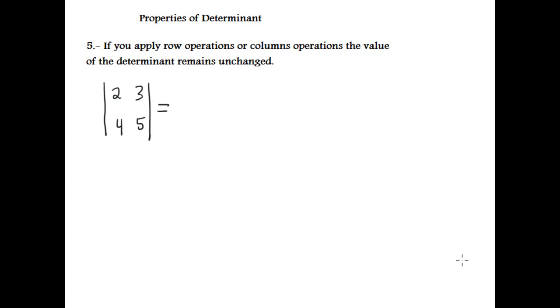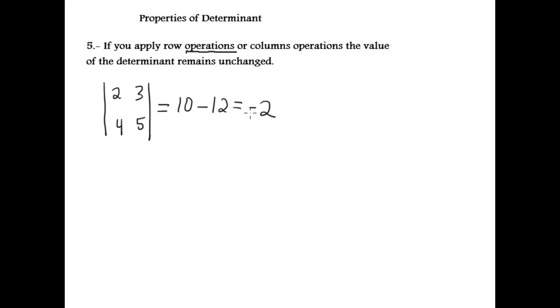Okay, this is property number 5. If you apply row operations or column operations, the value of the determinant remains unchanged. For example, let's do this example. Compute this determinant: 2 times 5 is 10, minus 4 times 3 is 12. The answer is negative 2, no?